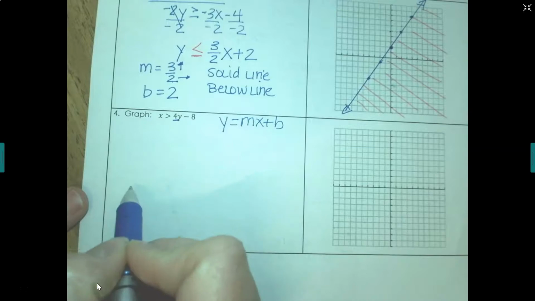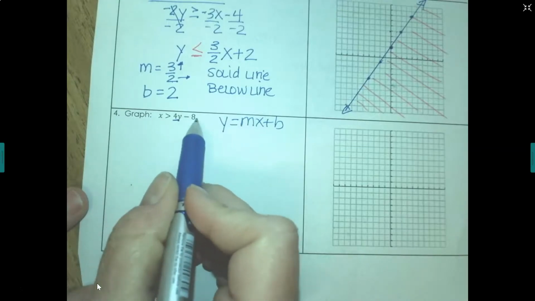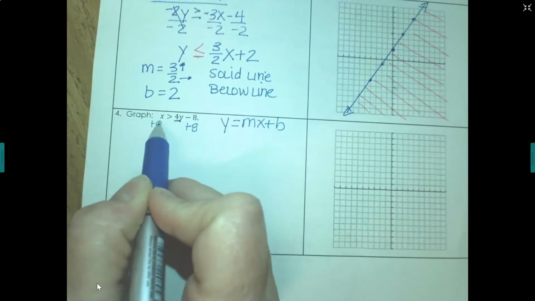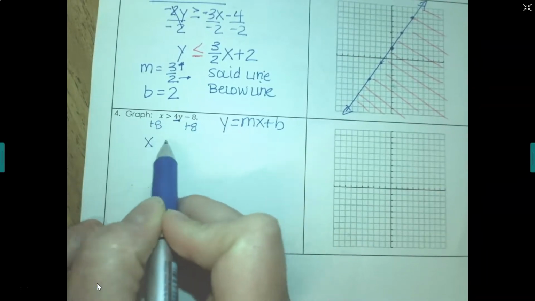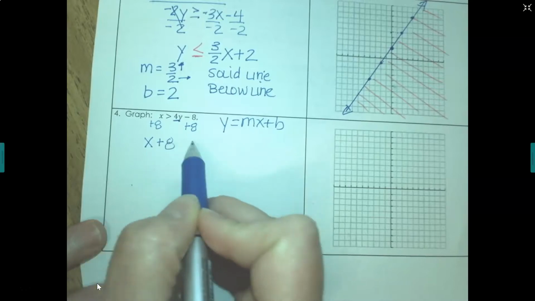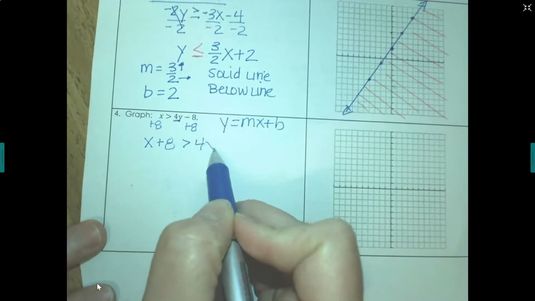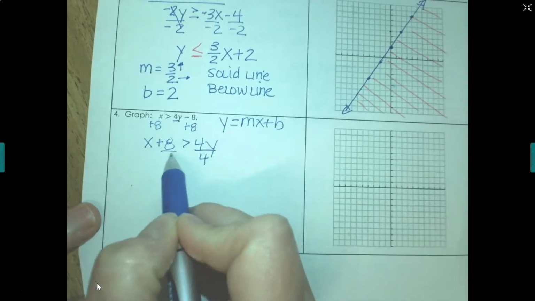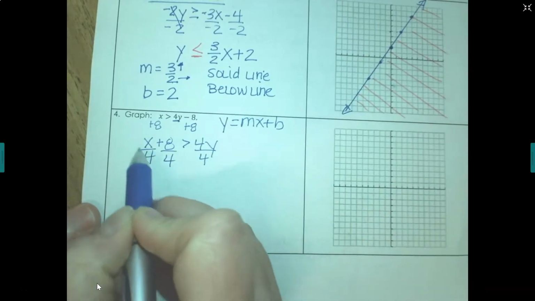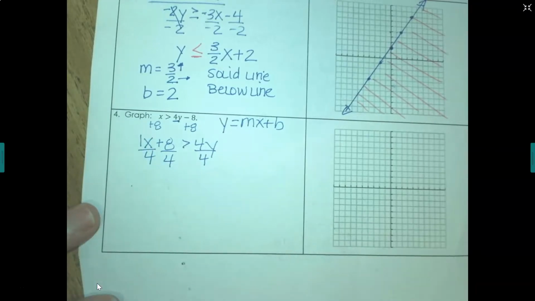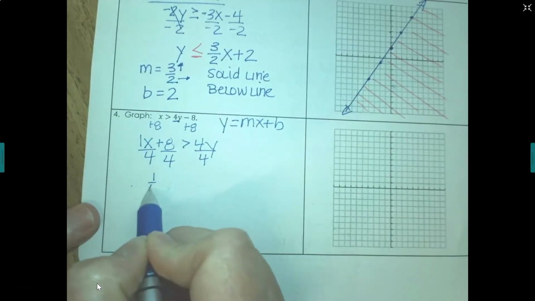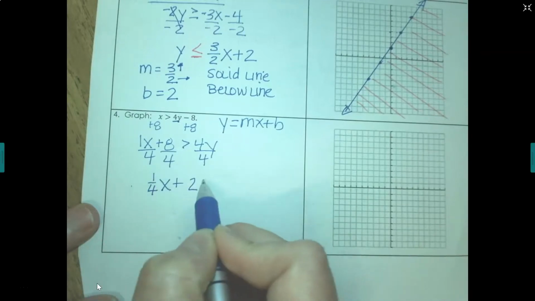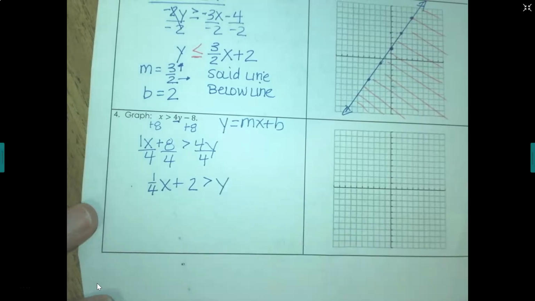Here's y. It's tied up. There's two terms over here. So what I want to do is add 8 to both sides. So I have x plus 8 is greater than 4y. To get y alone, I'm going to divide every term by 4. Remember, there's a 1 in front of the x. So I have 1 divided by 4x. 8 divided by 4 is 2, is greater than y.